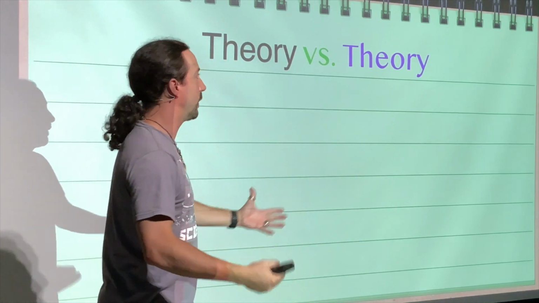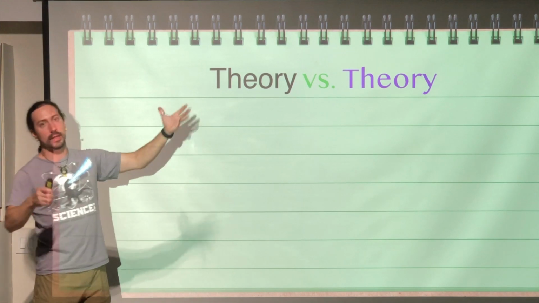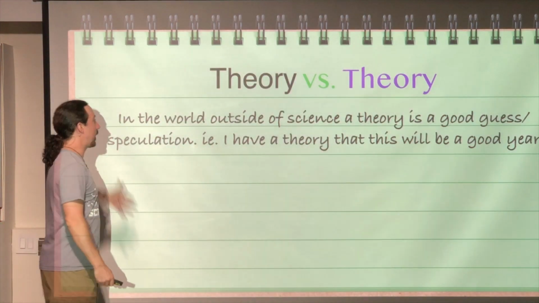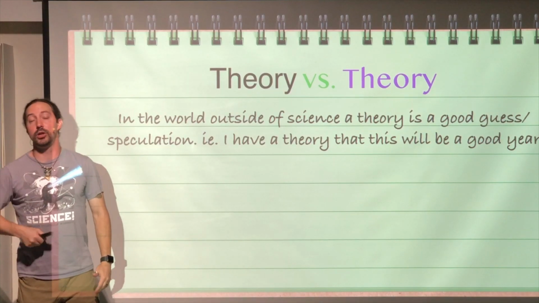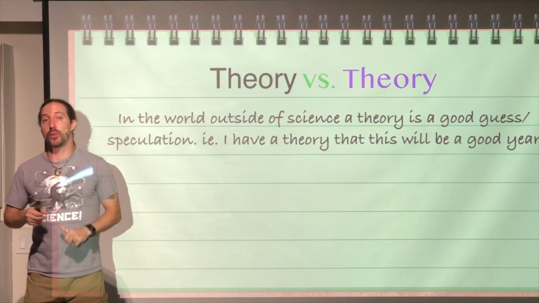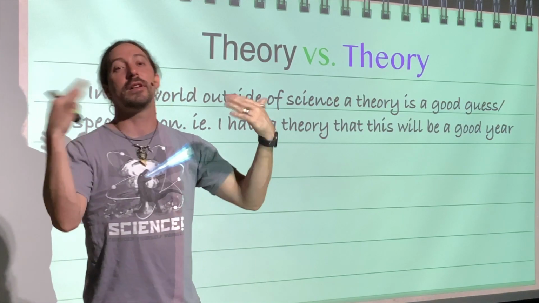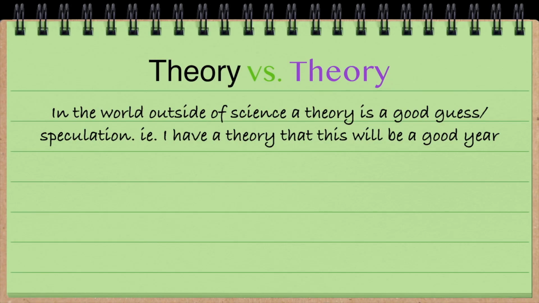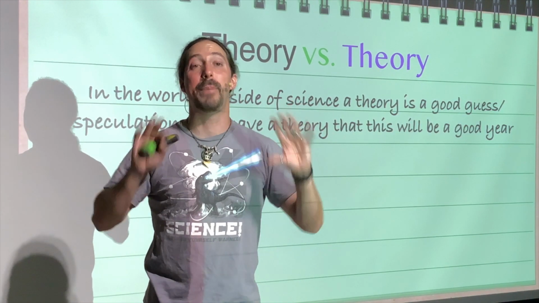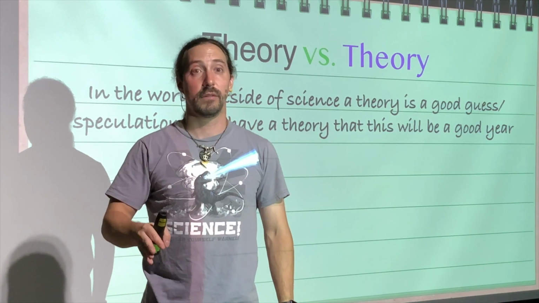The first area for that is theory and theory. So in the world outside of science, a theory is a good guess. It's a speculation. I have a theory that this will be a good year. I have a theory that you're going to enjoy this video series. I have a theory that you will gain a great appreciation of biology. All of those are theories. They are just guesses, and they're just me tossing things out. They might be right, they might be wrong, and they're not based on almost anything.